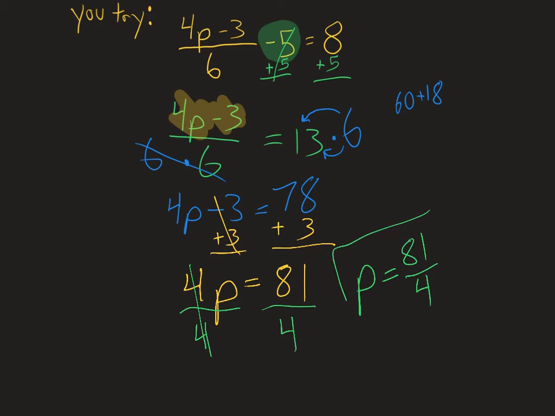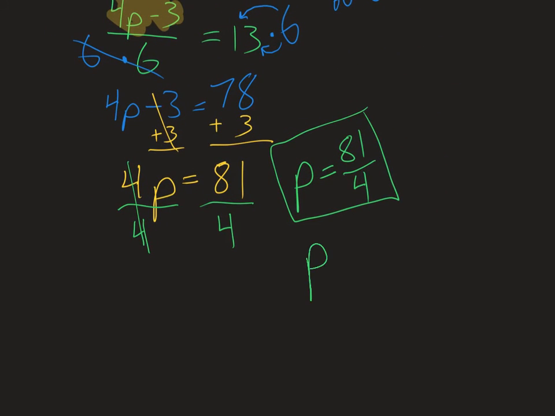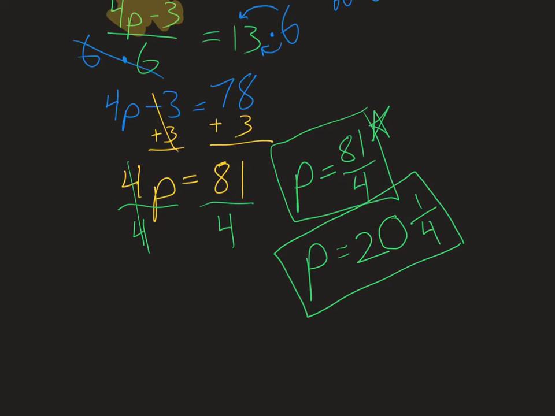Now technically that is the solution. You're done. But you can, oh my gosh, move. You can rewrite it. How many times will 4 go into 80? It goes in 20 times. That's 80 out of the 81 that was on top, and there's 1/4 left over. So if you rewrote it mixed, it would look like that. But I would take this on a quiz because that is correct. It's just not written in a mixed number form.